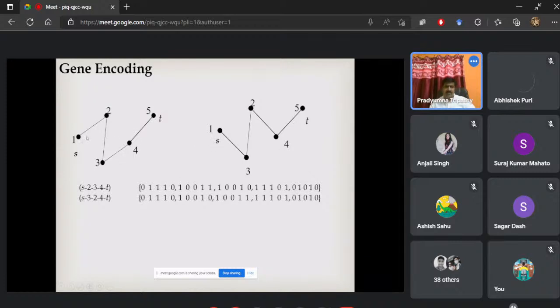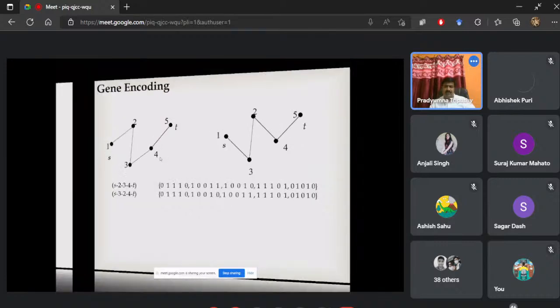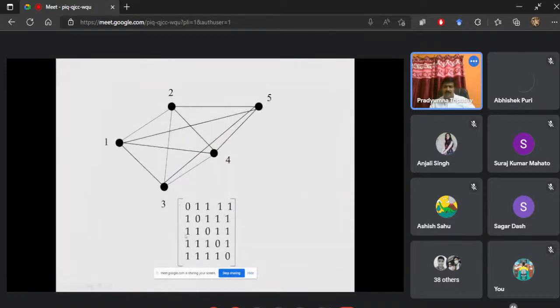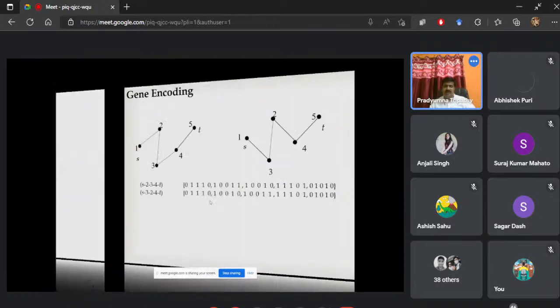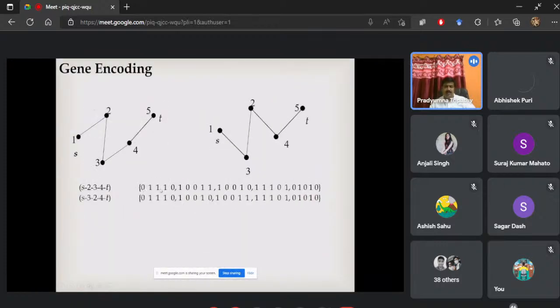Suppose, for example, 1, 2, 3, 4, T. So I bring this 1, 2, 3, 4. These I borrow from there and put over here. Similarly, I will bring this 1, 3, 2, 4. Those rows I will bring and put over here. So this becomes the second path. This is path 1 and this is path 2. This is gene encoding. The previous one was chromosome encoding, or network encoding. Gene encoding refers to the path encoding.